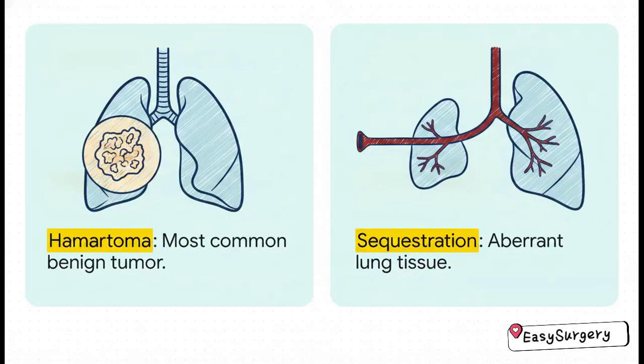Before we dive into the mediastinum itself, I want to quickly contrast two unique non-malignant lung conditions. First, the lung hamartoma. This is your most common benign lung tumor. Patients usually don't feel a thing. It just shows up incidentally on an X-ray as a classic coin lesion or with that famous popcorn calcification. Now contrast that with lung sequestration. This isn't a tumor at all. It's a congenital embryonic defect where a piece of lung tissue gets separated and actually draws an abnormal blood supply directly from the descending thoracic aorta instead of the normal pulmonary circulation.